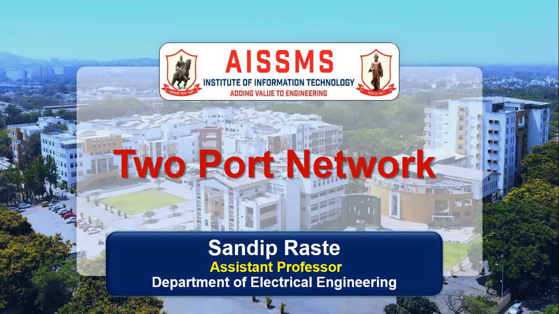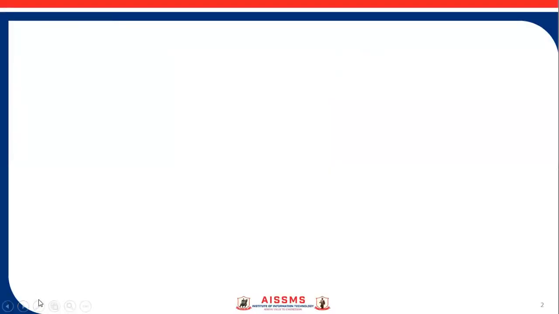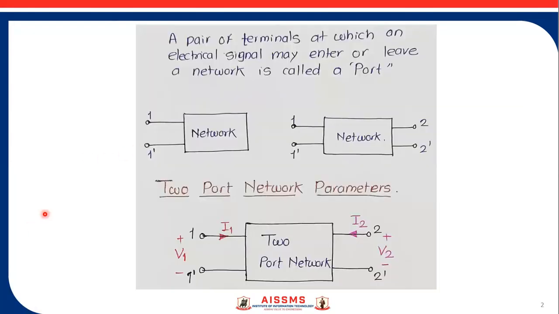Today we discuss two-port network. In case of two-port network, a pair of terminals at which an electrical signal may enter or leave a network is called port. So this is a network having single port or one port, we can say. And this is network having two port.